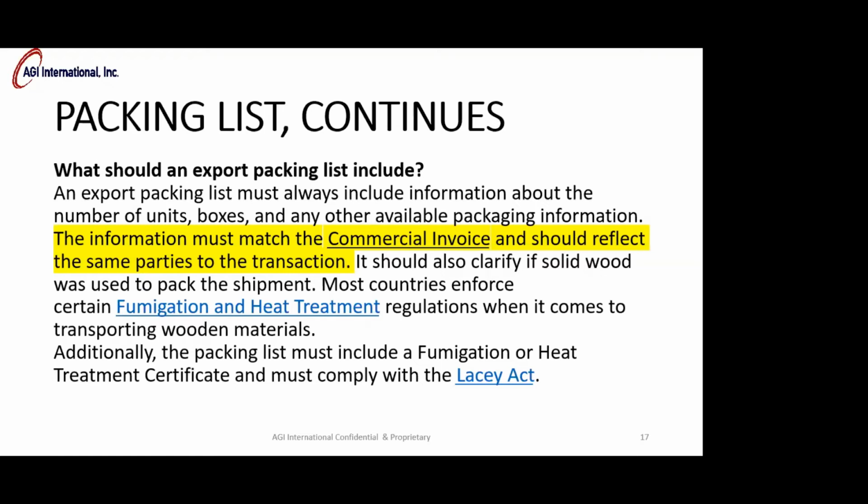Packing list continues. What should an export packing list include? And this is that list of things that a packing list should include, all right? It must always include information about the number of units, the boxes, other available packing information. Information must match the commercial invoice. And that's critical. Your packing list, your commercial invoice, and your bill of lading need to have the same information. It should reflect the same parties to the transaction. It should be the same buyer, same seller. You can't change that in between.